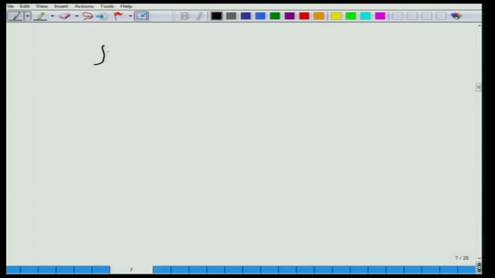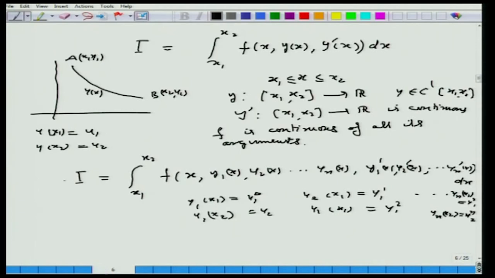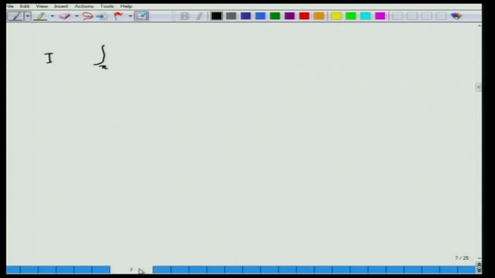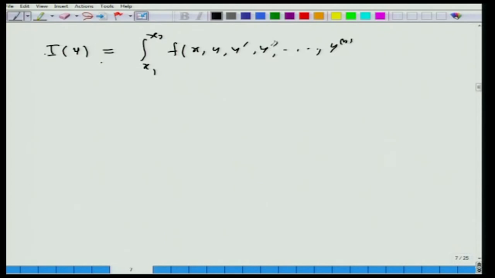So, further generalization could be where you consider higher order derivatives. In the previous case, I is a function of y1, y2 and yn, and here in this special case you have I with y only, but then you have higher order derivatives appearing: the integral from x1 to x2 of f of x, y, y prime, y double prime, and up to the nth derivative of y appearing there.